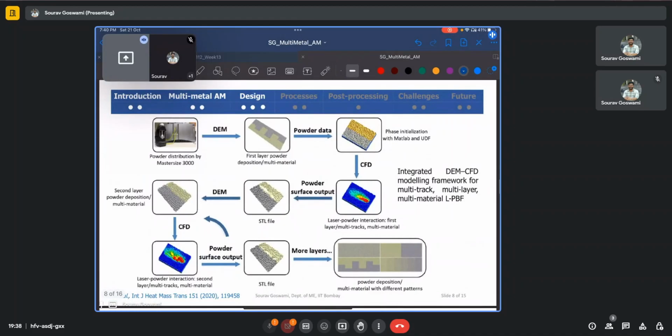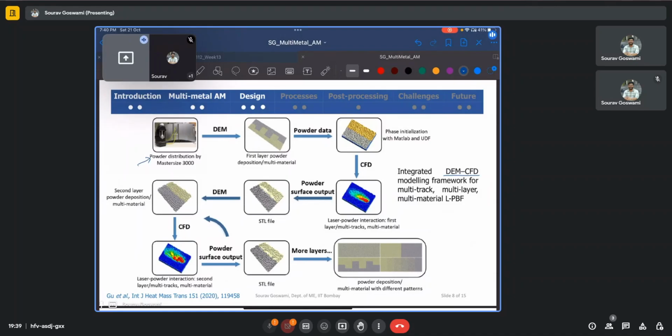Here we also have a design flowchart for the discrete element modeling and computational fluid dynamics coupled modeling framework for multi-track, multi-layer, multi-material laser powder bed fusion. So a very complicated phenomenon to model, but it has been achieved. So first we input the powder distribution as ascertained by experimental means. Here it is done by a Mastersizer 3000 machine, and this is input to the discrete element model, which then lays out the first layer of powder.